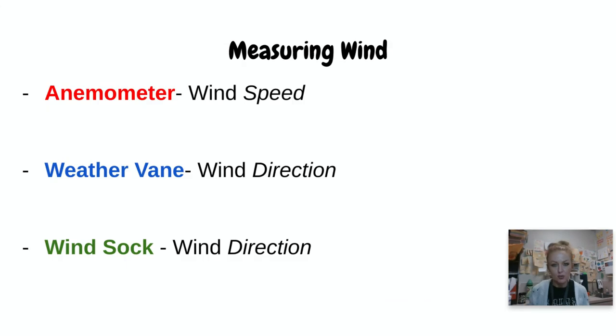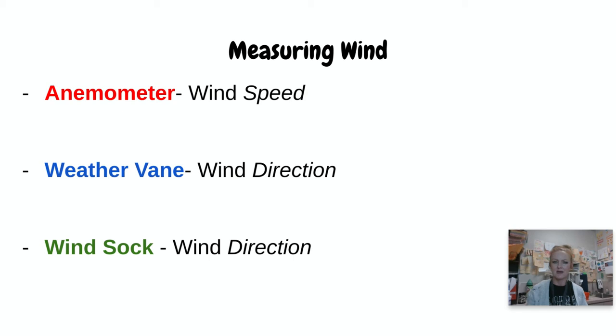Okay, so we've got to measure wind. There are three main types of measuring wind. We've got to measure wind speed and wind direction, but what are we going to use? In first grade, we're going to learn about three things. The first one is a mouthful, anemometer. Say that with me. Anemometer. That measures wind speed. A weathervane measures wind direction, and a windsock measures wind direction.